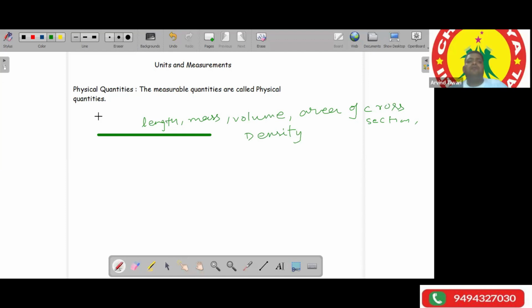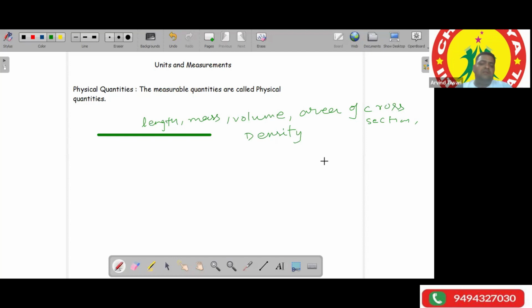Okay, so in physics we study physical quantities, and these physical quantities give us an idea about the depth of that unit, and what different properties we can study. Now we have a number of physical quantities, like you described here: length, mass, volume, area of cross section, density.